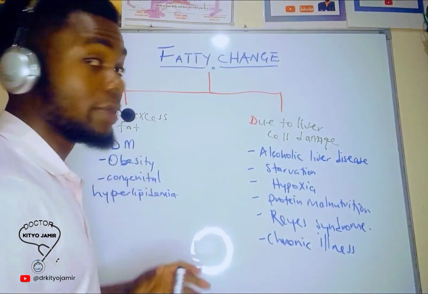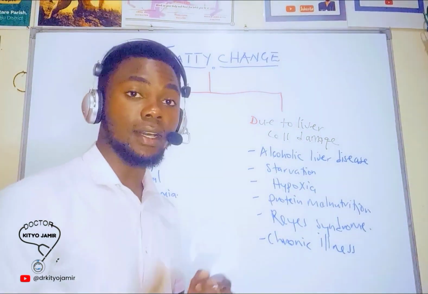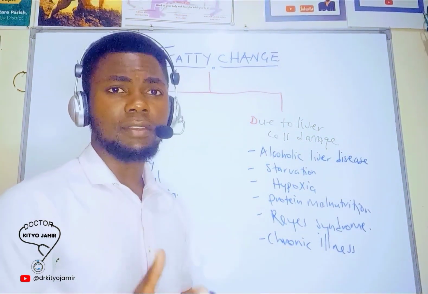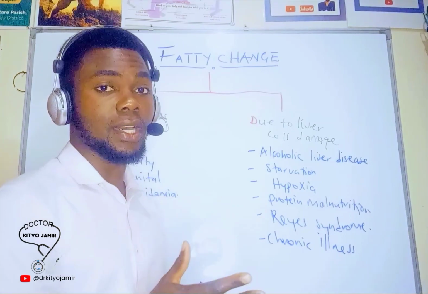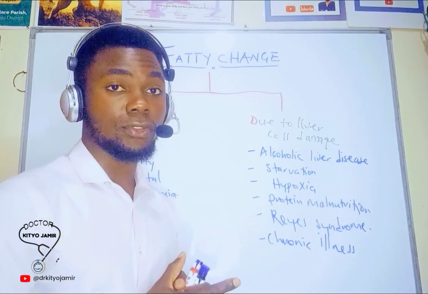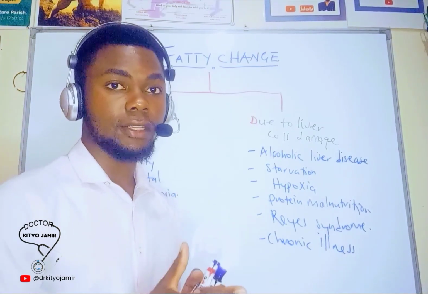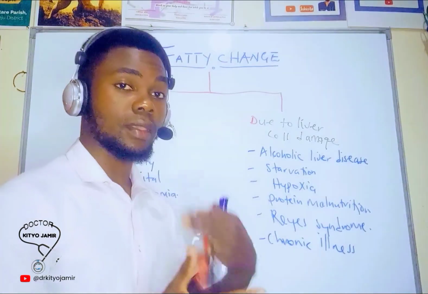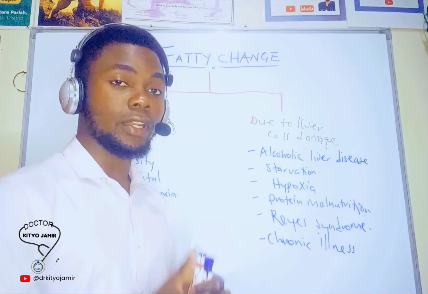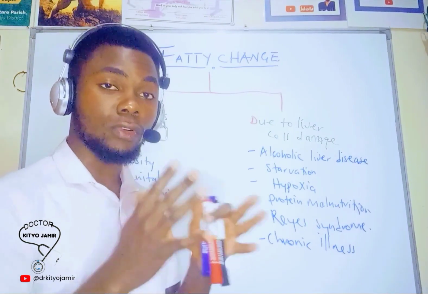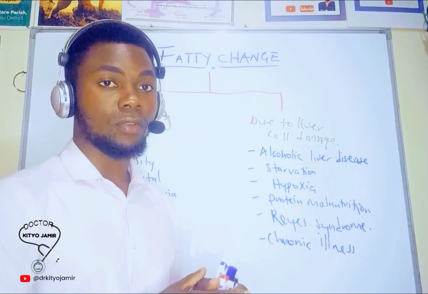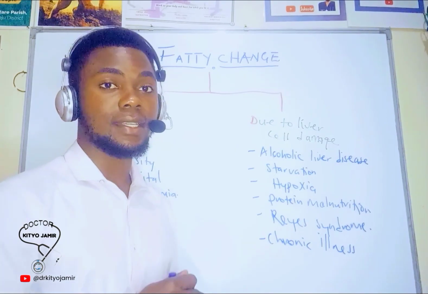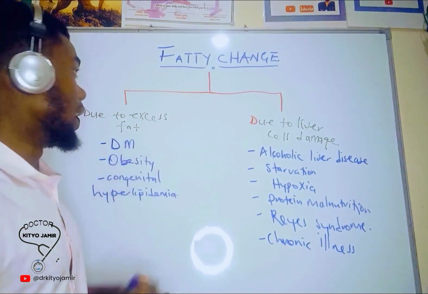How does diabetes mellitus lead to a fatty liver? What are we having in diabetes mellitus? We are having the cells not acting normally to the insulin, which in turn is going to lead to glucose accumulation. When the glucose accumulates, this excess glucose is going to be converted into fat, which is going to accumulate, leading to fatty liver.